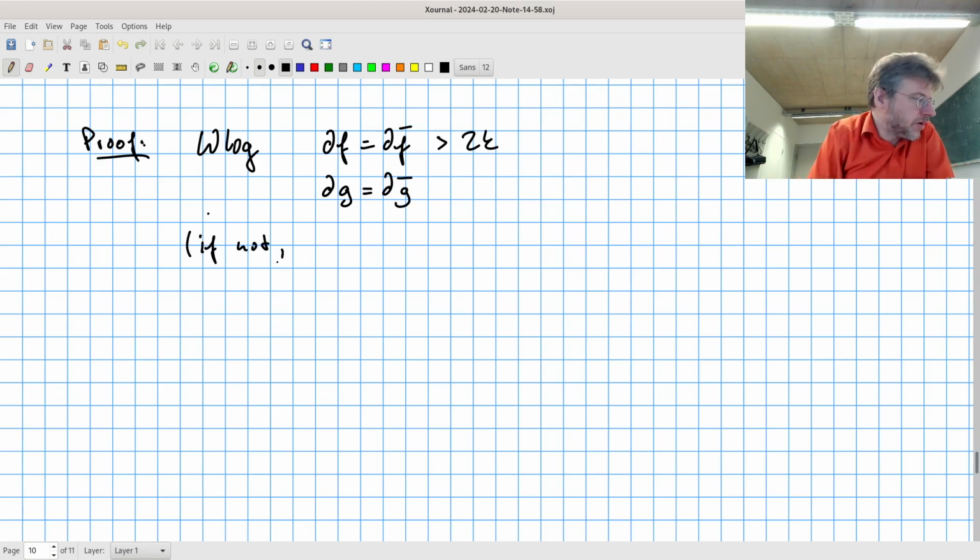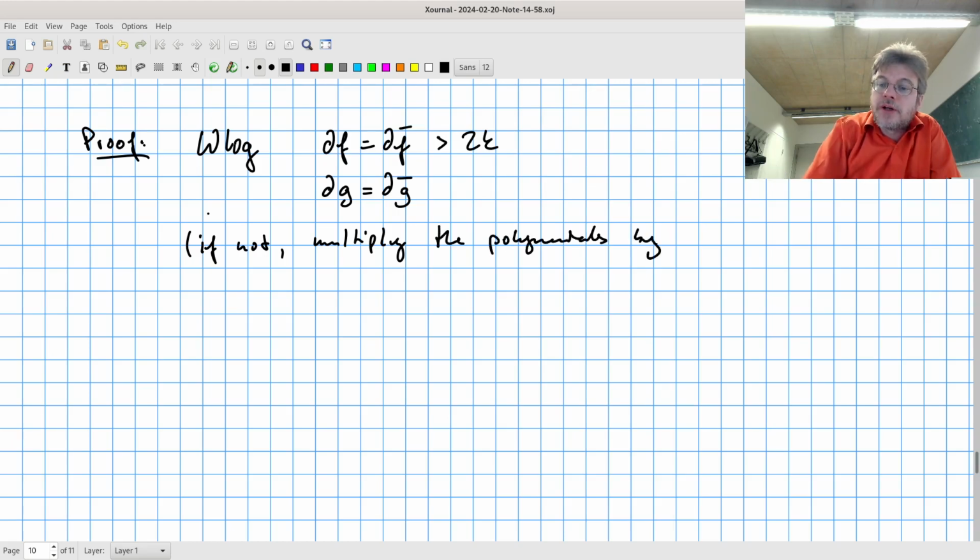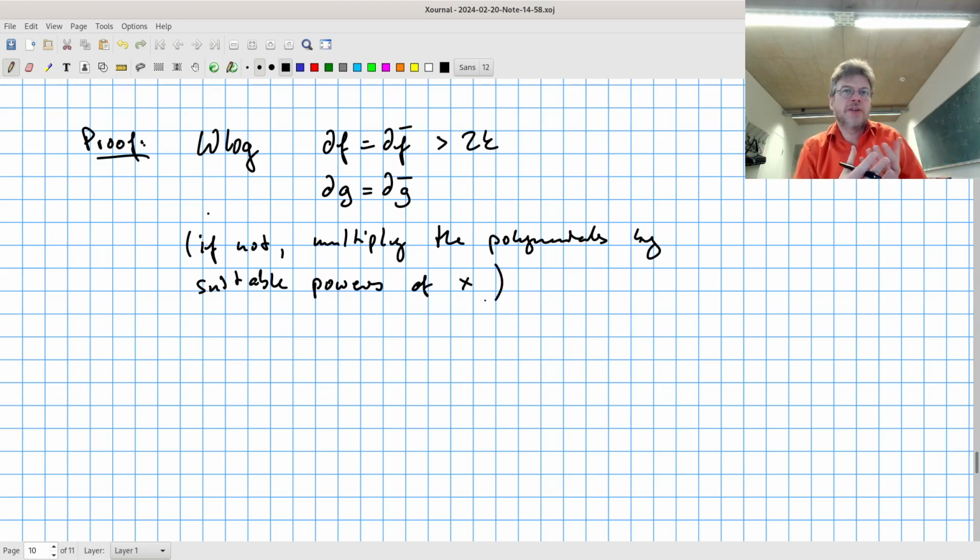So this is an assumption I can make, because if not, then multiply the polynomials by suitable powers of x. We have seen when we discussed the definition of this chop operator that the chop operator doesn't care if you multiply the polynomial by a power of x, because that just moves around the coefficient array, and we don't care about the position of the coefficients, but just about the highest coefficients, however high they are.